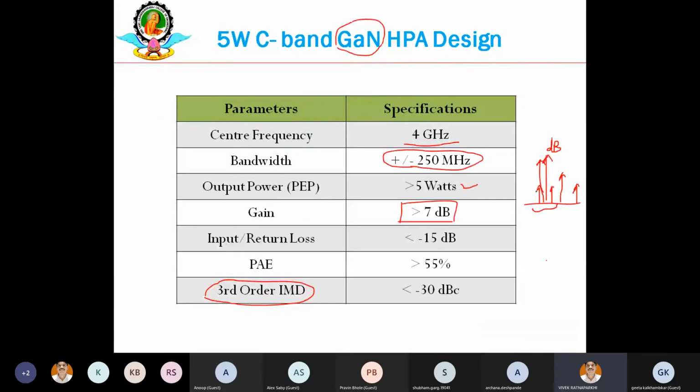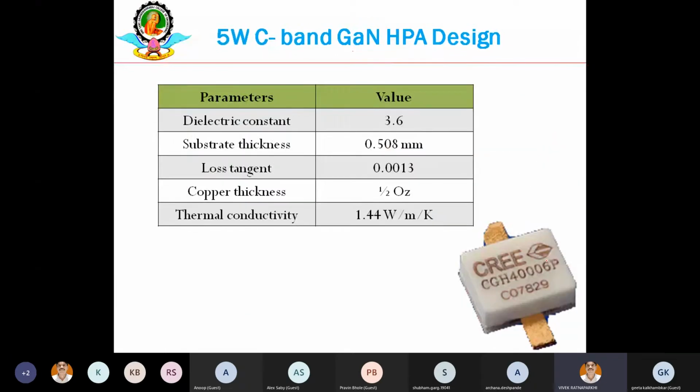So to do this design, let us first choose the transistor. The transistor is straight away, you can do a survey. I have selected this transistor from Cree. Cree is the older name, now it has become Wolfspeed. Cree is a US based company, and this is the transistor, CGH4006P. So this transistor I have chosen to design a 5 watt C band GaN high power amplifier.